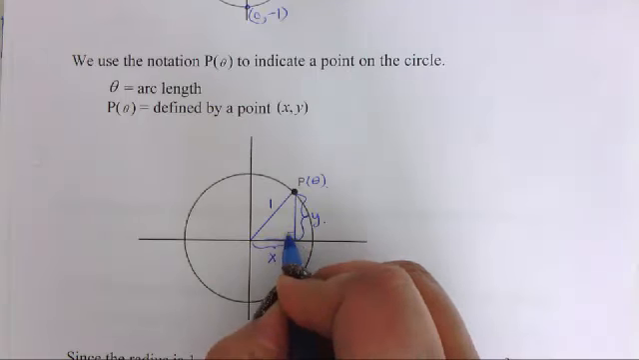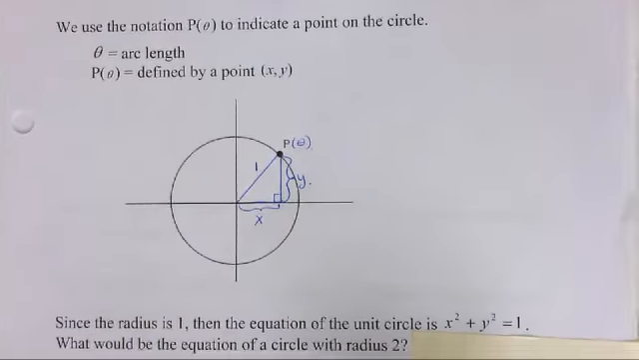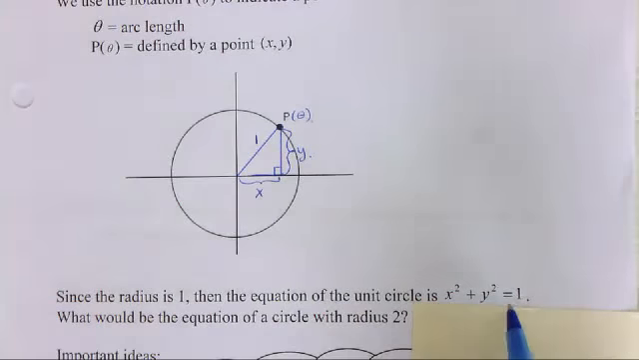So now I've got my right angle triangle in here, and I'm going to relate this to this equation, the Pythagorean theorem, but the radius is going to be 1. Now, this is the equation of the unit circle, or a circle that has a radius of 1.